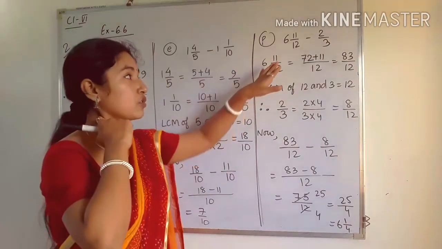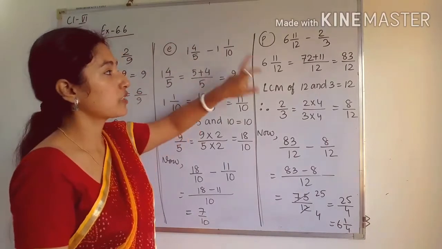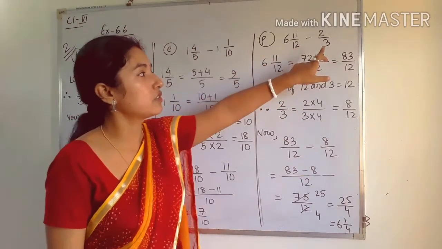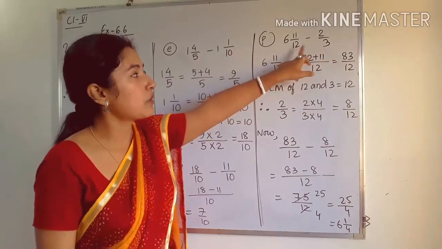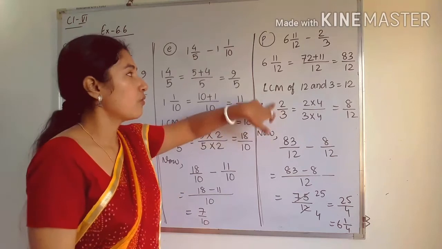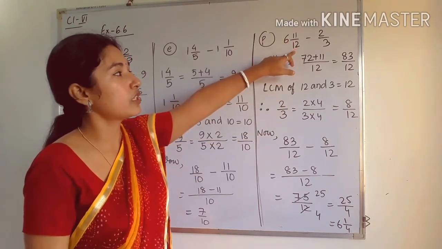Next is a proper fraction. So first of all we will convert the mixed fraction into an improper fraction. So this is 83 by 12. Next we have to find the LCM of 12 and 3. You can see here 12 is a multiple of 3. Therefore the LCM will be what? 12. Okay. So we will convert the second fraction only because it is already 12 here.